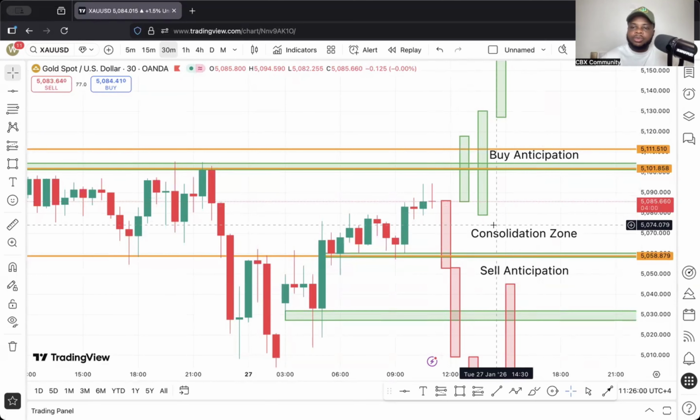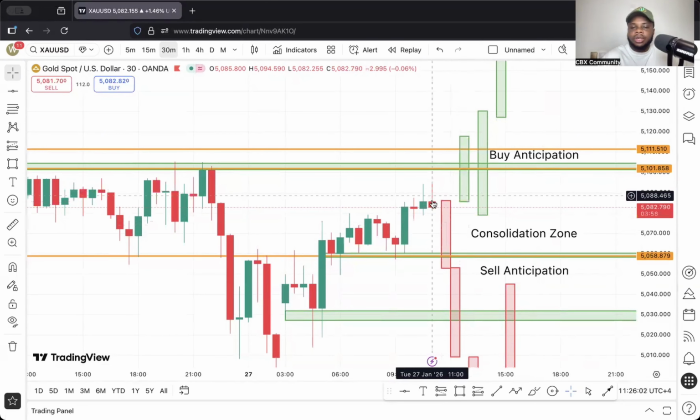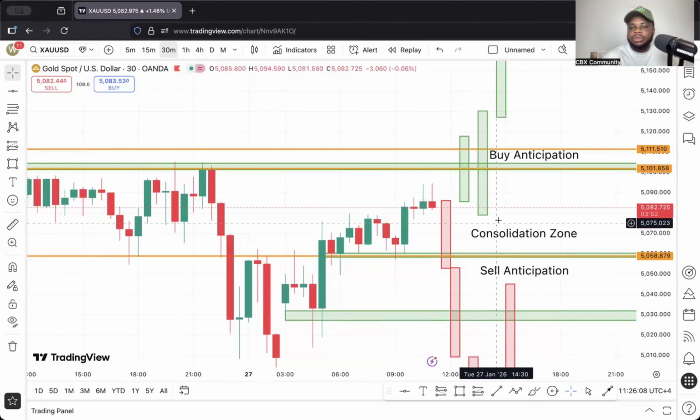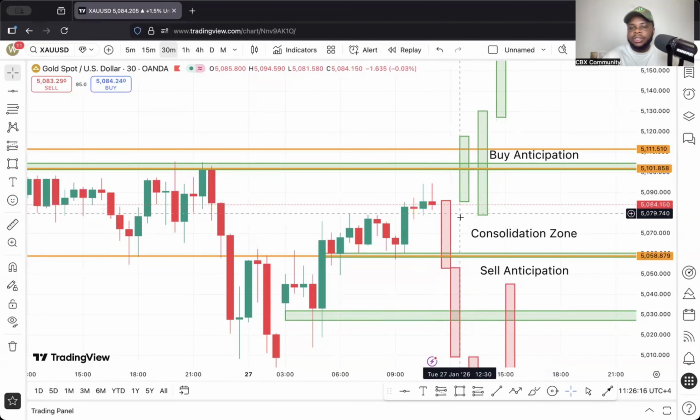You see how the candle went up to create a bullish candle, also came back down to create a bearish candle. So let's see what this candle wants to do. This is why it's very important for you to pay attention to the market, just for you to have an idea what you're expecting the market to give to you.